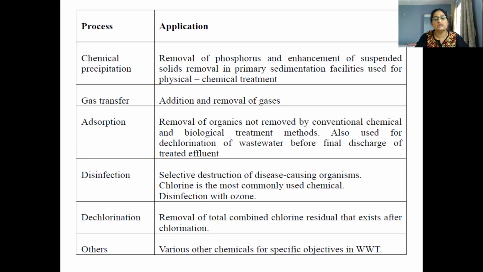Then dechlorination, removal of total combined chlorine residual that exists after chlorination. When excess chlorine is there, the method used for its removal is known as dechlorination. Various other chemicals may be used for specific objectives in a wastewater treatment plant. So simply copy these first 5 points, and then we'll proceed to the next point. Please, a little fast.